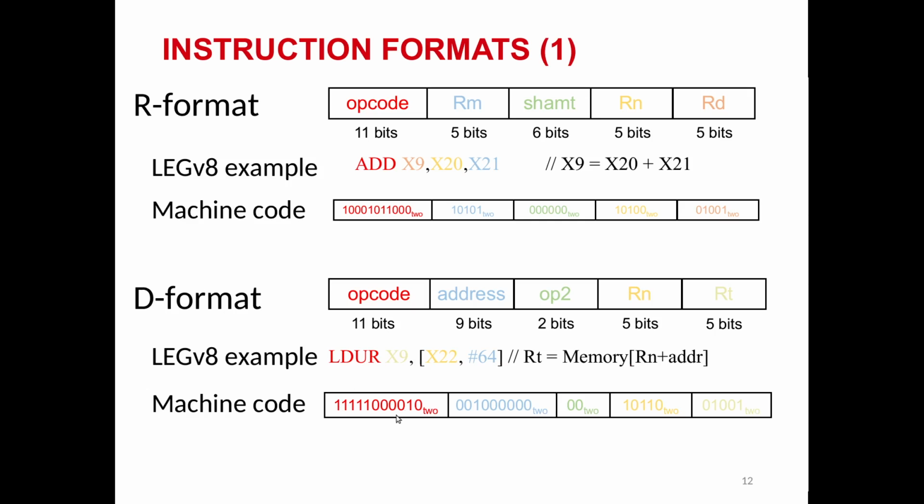This is the opcode for LDUR, and here the offset address is 64, and this value is X22, which keeps the base address inside memory, and this is X9, the register that will be filled by the value from the memory at this address.